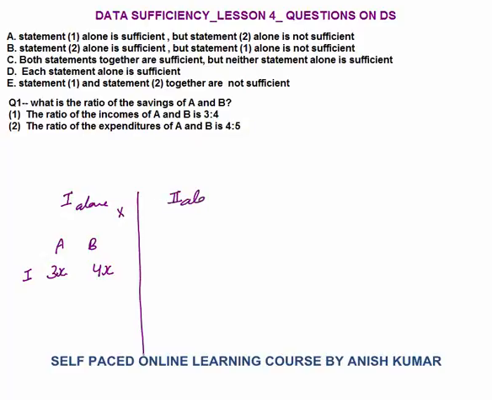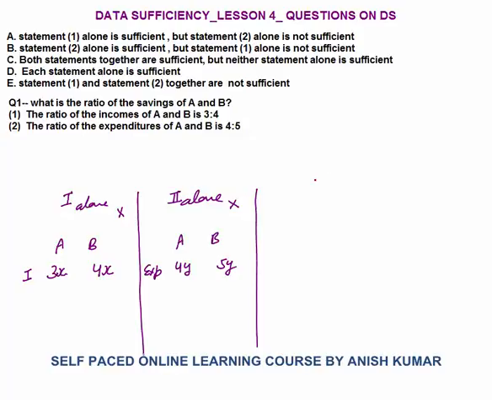Second alone. Forget the first, second alone. Second statement says that the expenditure of A and B is in the ratio 4:5. We can take this as 4y and 5y. We have to change the variable because it may be different. Expenditure will be different from the saving. 4y and 5y. Now still we can't determine the saving because we need income.